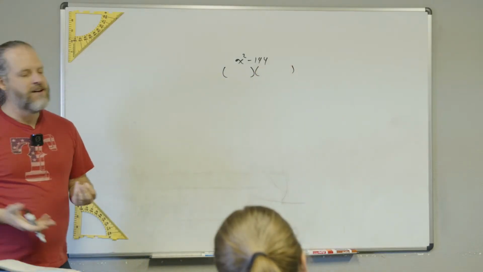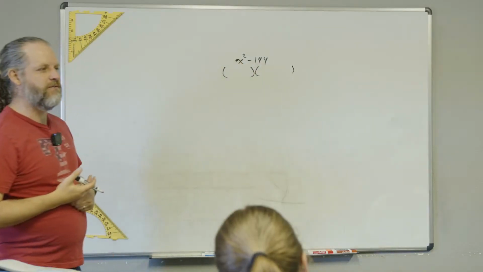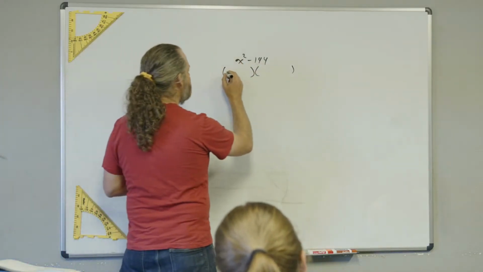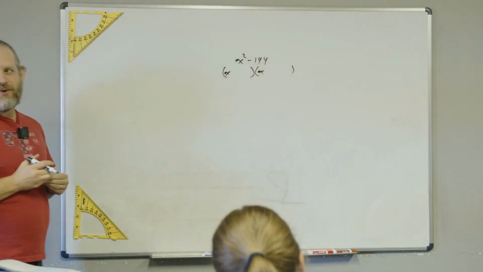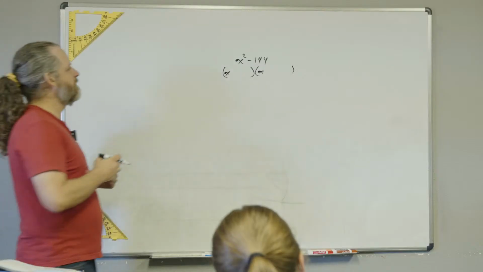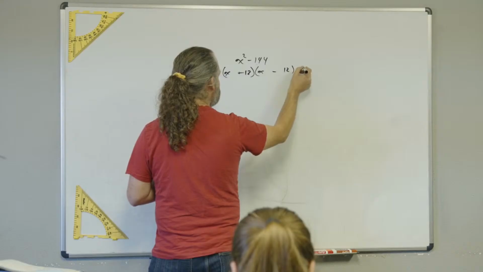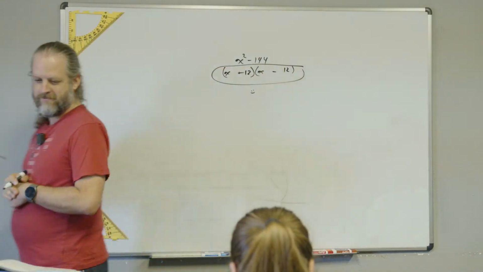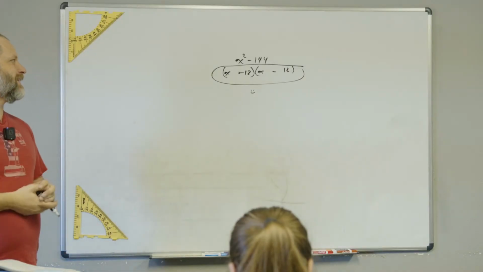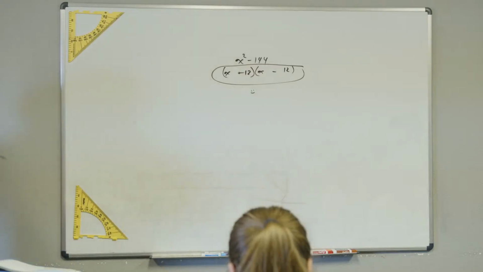Easy peasy. First slot, square root of the first term. What's the square root of x squared? X. Second slot, square root of the second term. What's the square root of 144? 12. And then for our signs, it's plus and minus. If you know how to do it, it's easy. But if you don't remember how to do it, it's not so easy.